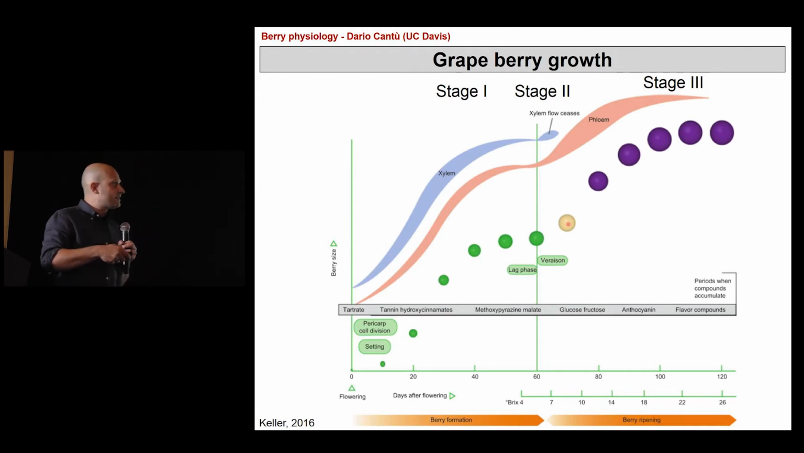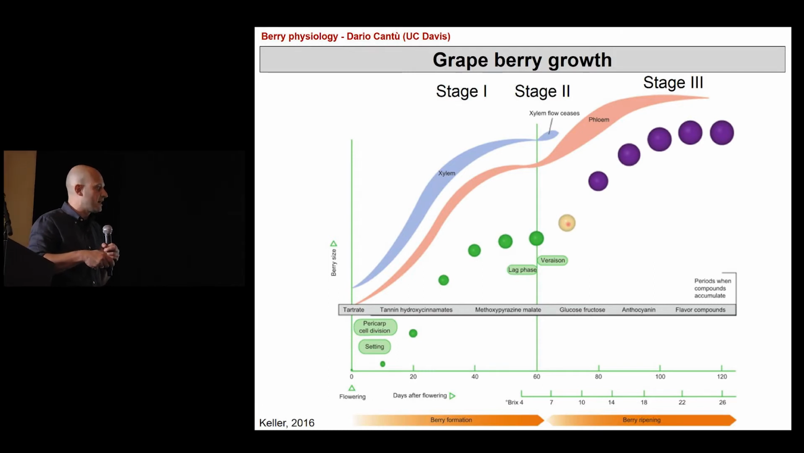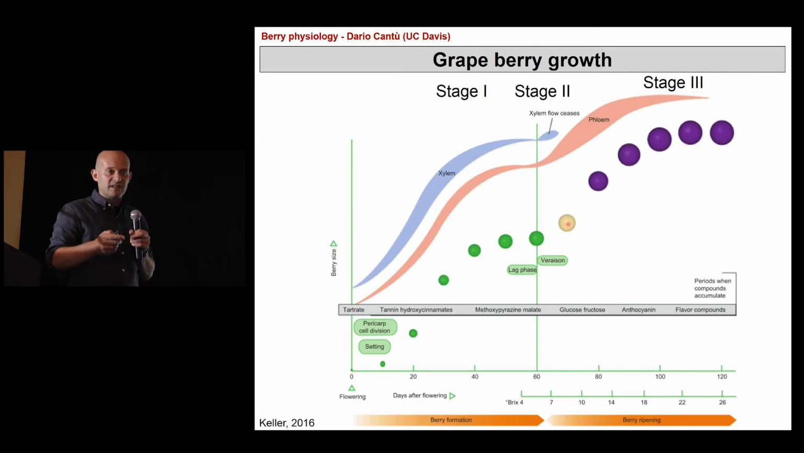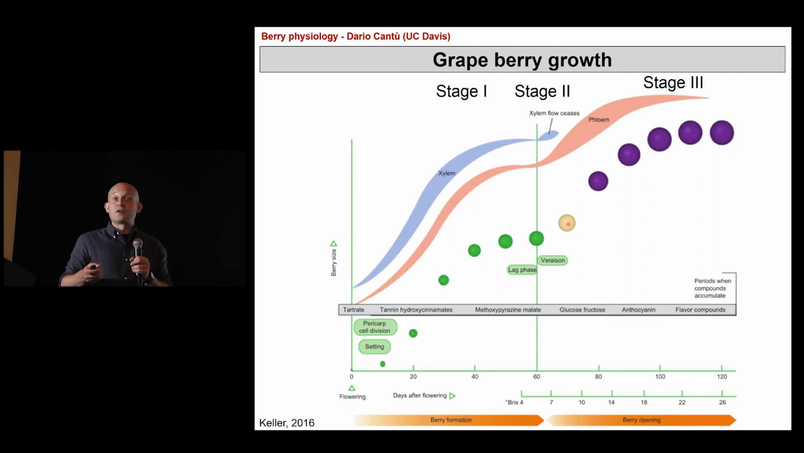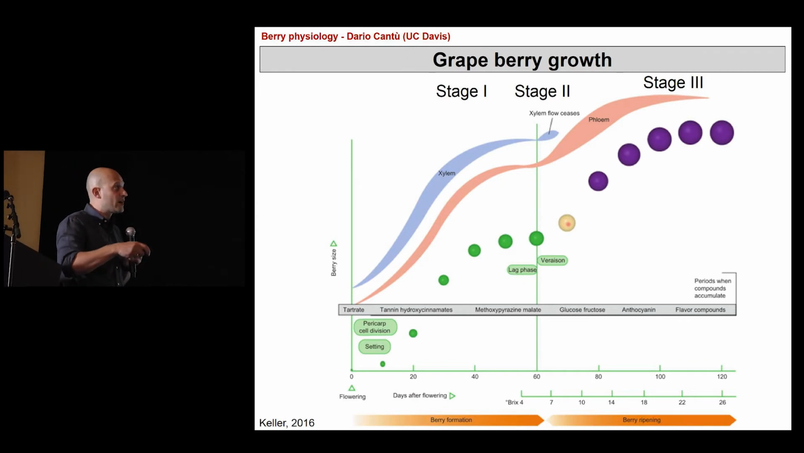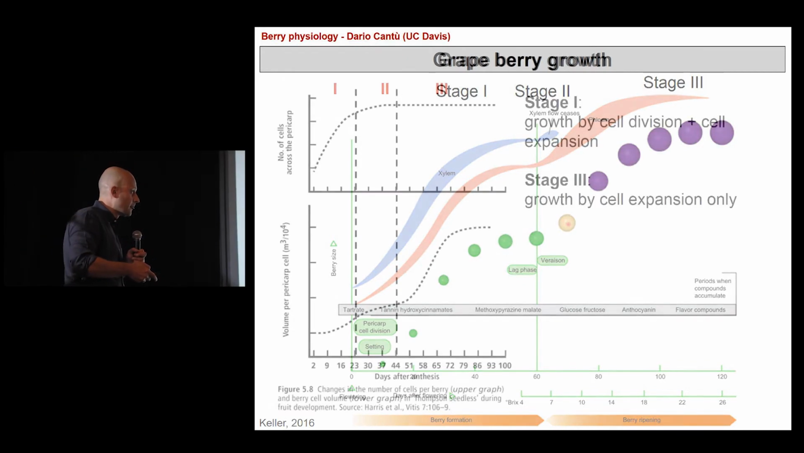They are not yet accumulating anthocyanin, which will change the color of red berries. And they are accumulating, depending on the variety, specific other metabolites, including organic acids. Tartaric acid and malic acid typically accumulate early on, whereas sugars, color, and softening happen during berry ripening.